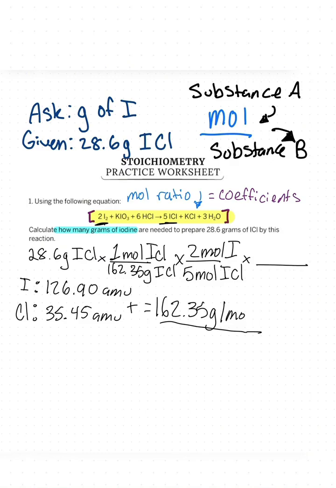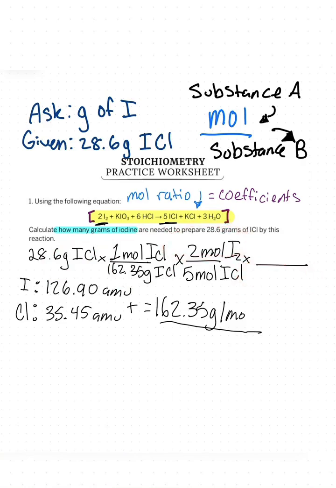Now what I want you to notice is that in this problem, we technically have 4 iodines because we have this coefficient of 2 times that 2 with the subscript. So you're going to see what we're going to have to do. You know how we did grams to moles? We're going to do the opposite. We're going to do moles to grams.